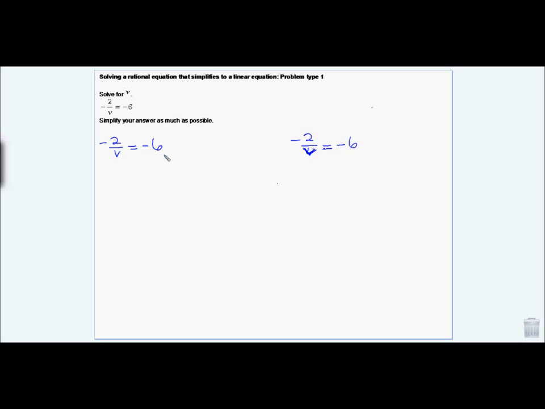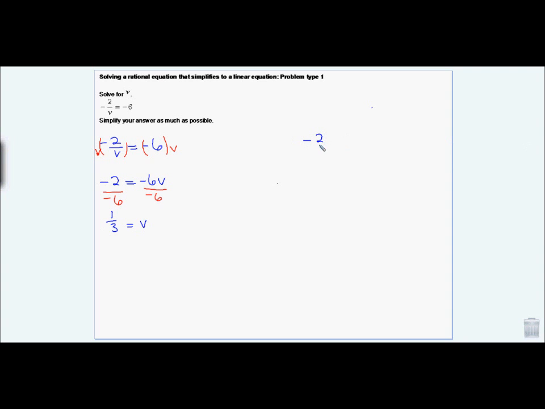The first way, which is the most traditional way, is we look at this, and this is negative 2 divided by v. To undo division, we multiply. So I get negative 2 is equal to negative 6v. Now I still need to isolate that v, so I'm going to divide both sides by negative 6. And I get v is equal to positive 1/3.